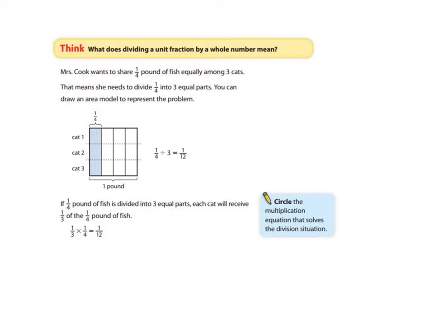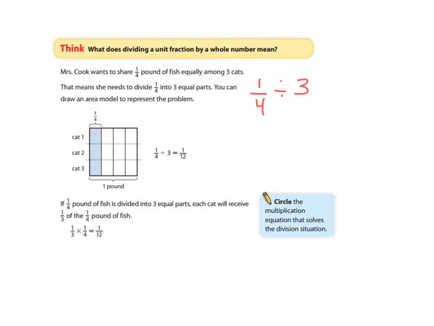Okay, we're going to start with this problem. What does dividing a unit fraction by a whole number mean? Mrs. Cook wants to share a 1/4 pound of fish equally among 3 cats. That means she needs to divide 1/4 into 3 equal parts. You can draw an area model to represent the problem. So let's start off by saying that we know the problem is she has 1/4 pound of fish and she wants to divide it among 3 different cats.